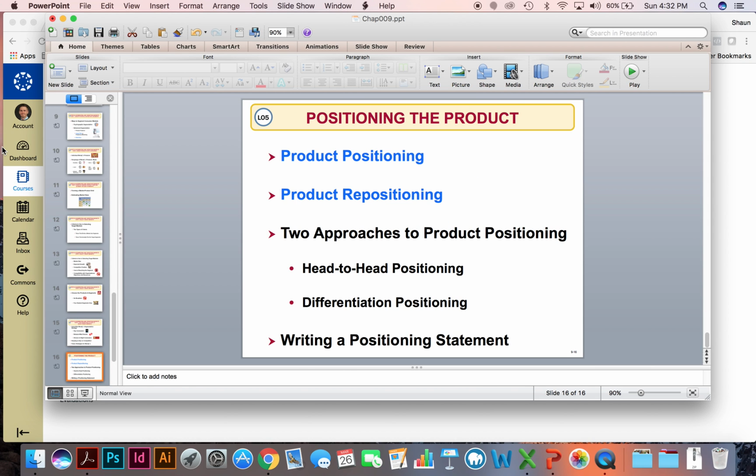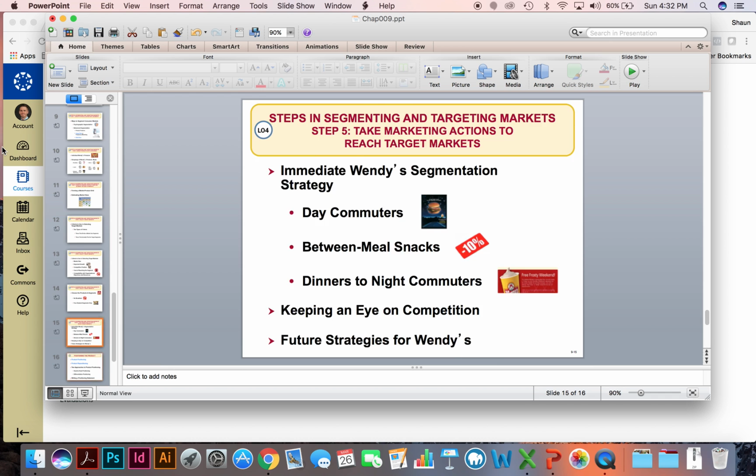Finally, there's a couple different ways that we can position the products to these segments that we chose. We could choose based on the product, and the way we could choose to position our products is head-to-head, or differentiate our products from alternative choices. The key to positioning your product is writing a positioning statement. Again, what makes your product unique? How can we position our product differently to our segment? And that is chapter 9 in a nutshell.